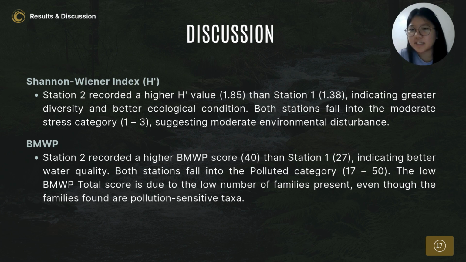In summary, for the Shannon-Wiener Index, Station 2 recorded a higher H prime value of 1.85 compared to Station 1 with 1.38, indicating greater diversity and better ecological condition. Both stations fall into the moderate stress category, suggesting moderate environmental disturbance. For the BMWP score, Station 2 recorded a higher score of 40 compared to Station 1 with 27, indicating better water quality. Both stations fall into the polluted category. This is mainly because we found only a few families. However, it's important to note that the families we found are actually sensitive to pollution, which is a good sign.